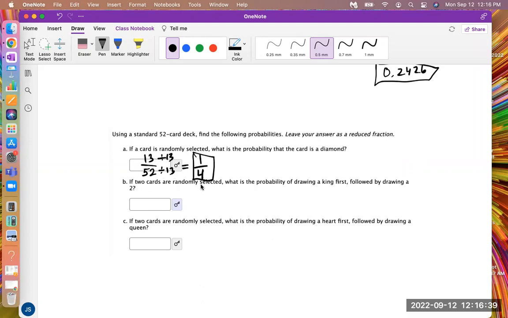If 2 cards are randomly selected, what is the probability of drawing a king first, followed by drawing a 2? This is an and type problem, because it's the probability of drawing a king and next drawing a 2.